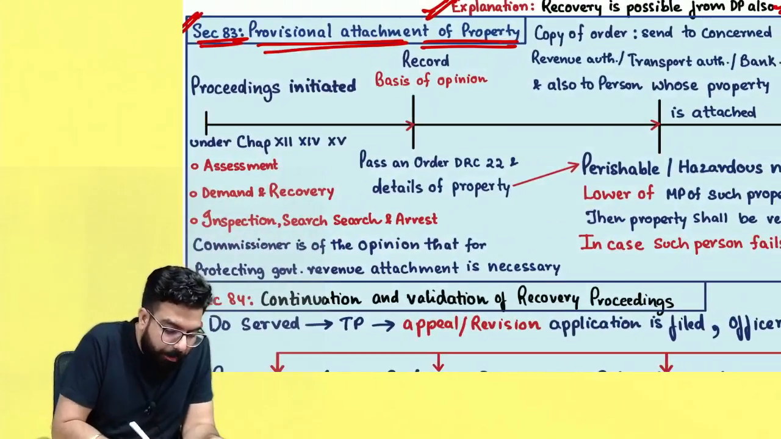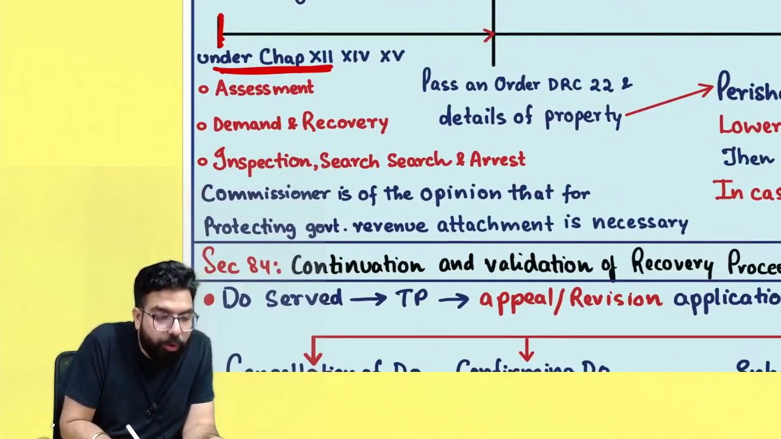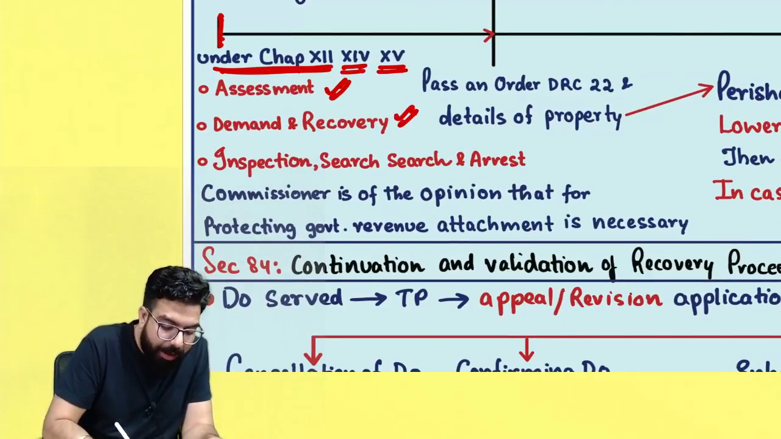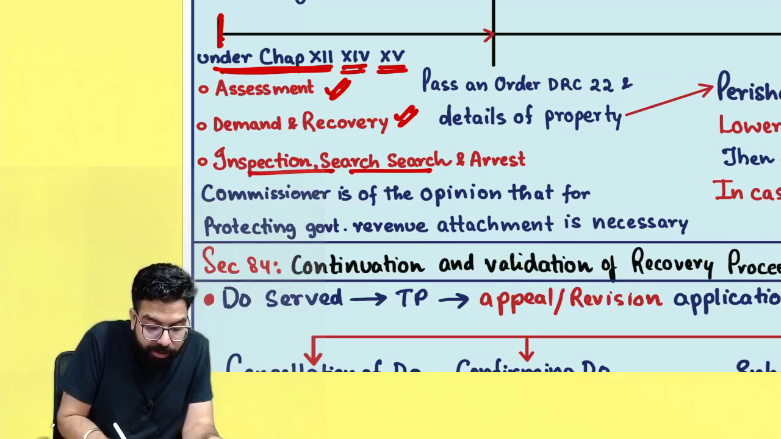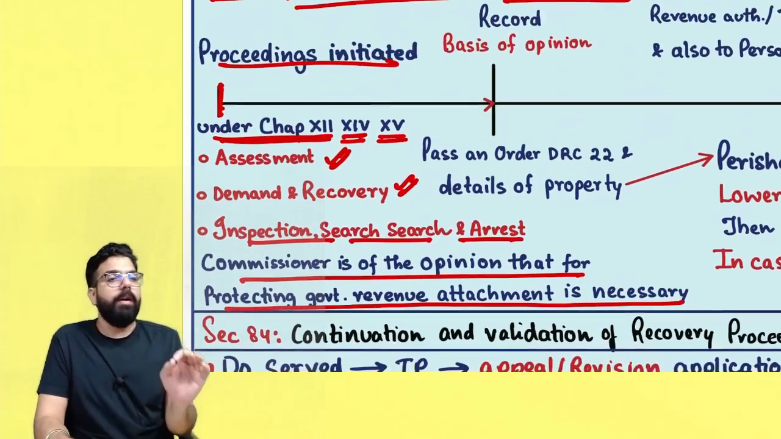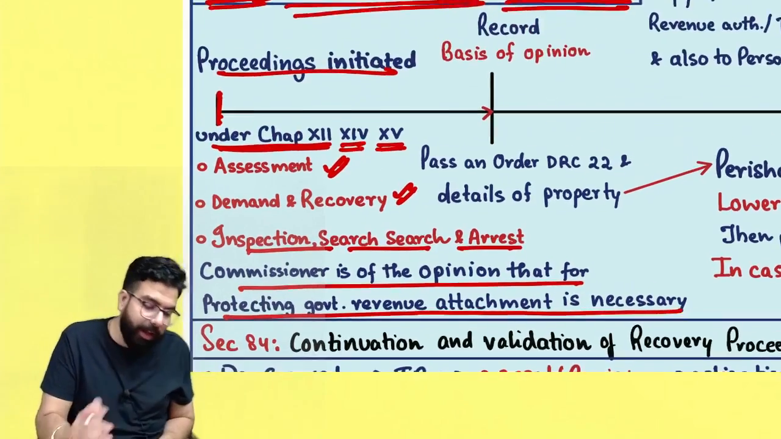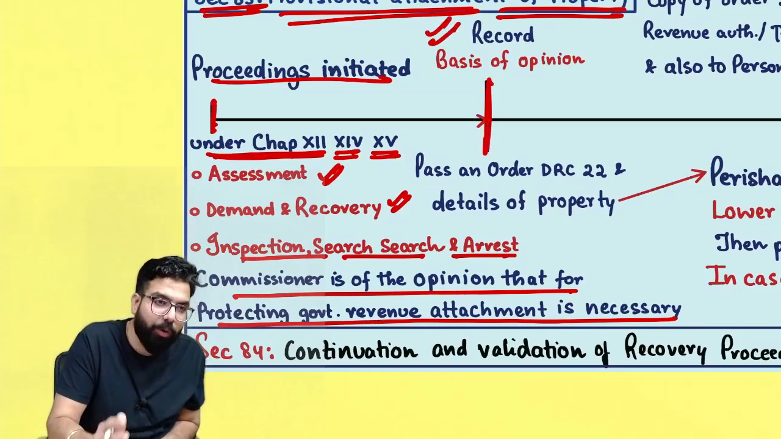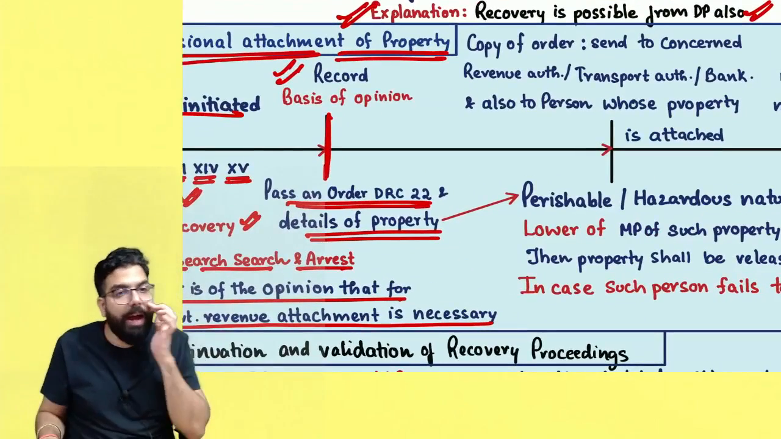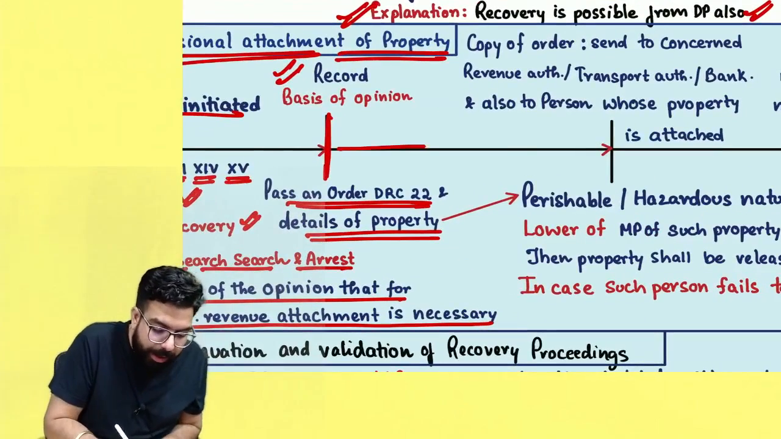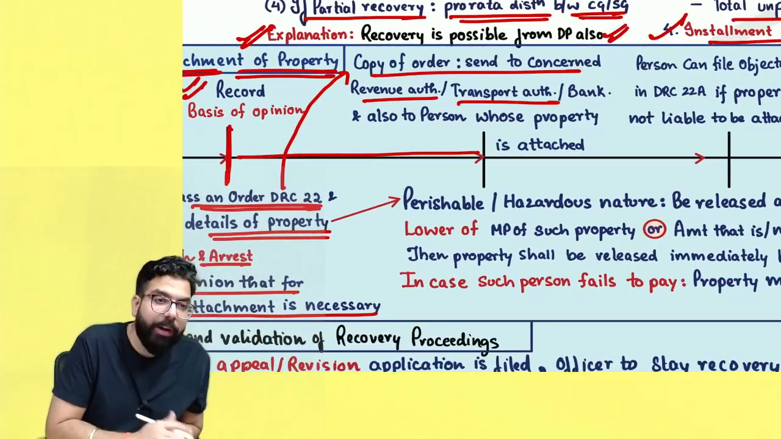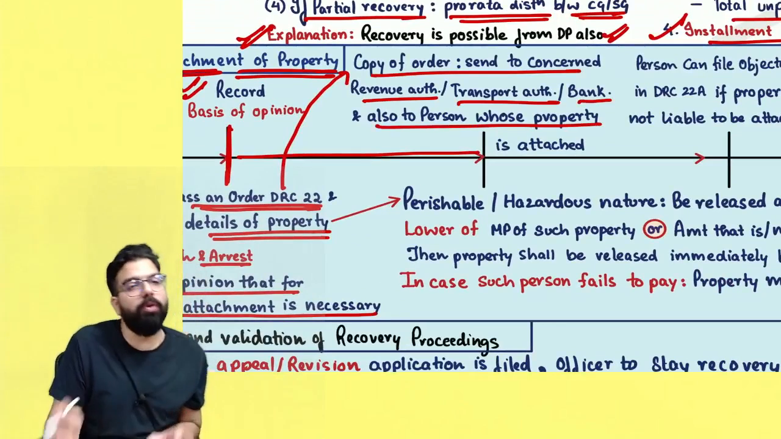Sir, provisional attachment. Supposing proceedings have been initiated under chapter number 12, chapter number 14 and chapter number 15, which is basically assessments happening against you, demand and recovery proceedings have started, or inspection, search, seizure and arrest proceedings have started, and the commissioner is of the opinion that attachment is necessary to protect the government revenue. Then he will record the basis of his opinion and pass an order in GST DRC 22, record the details of the property in that, and attach the property. A copy of this GST DRC 22 will be sent to the concerned revenue authority, transport authority, bank, and also to the person whose property has been attached.